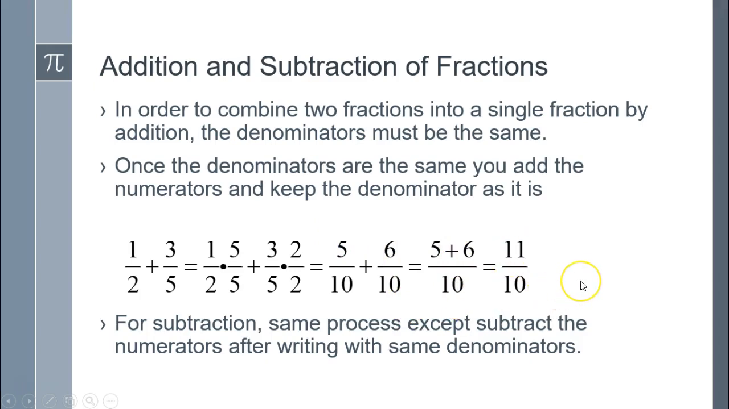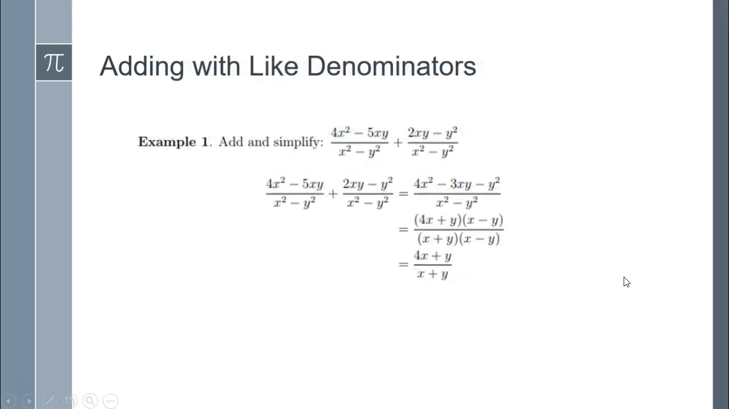We use this same process when we have algebraic expressions with letters in them. So for subtraction, you'd use exactly the same process. If this were a subtraction sign, it would just change right here. This would be 5 minus 6, that'd be a minus, that'd be a minus, and I would get -1/10.